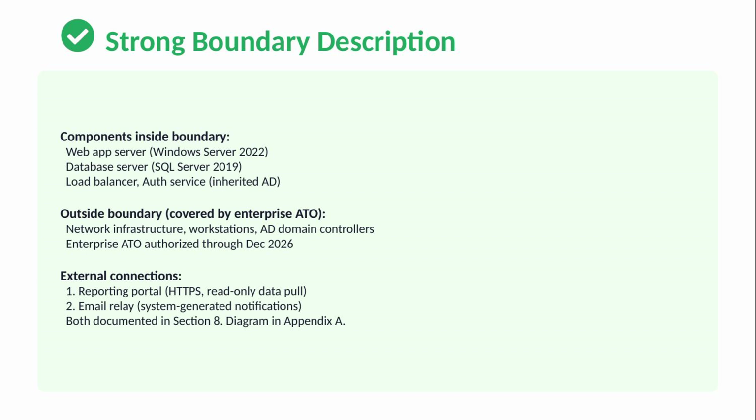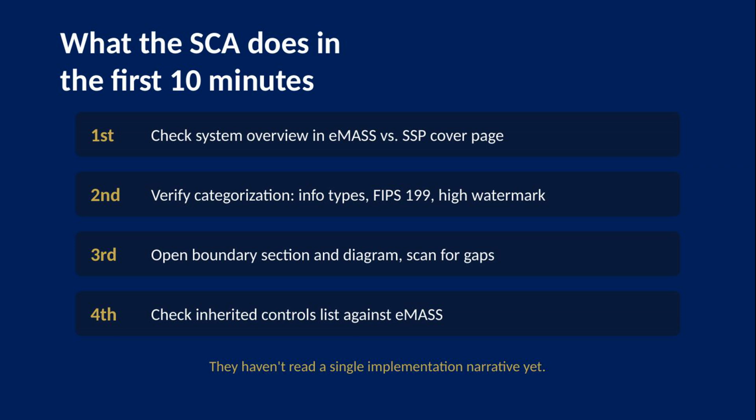The question I get from ISOs when they see this is, how does the SKA even know the difference? They're reading hundreds of SSPs. Do they really check every section this carefully? Yes, but not the way you think. Let me show you what they actually do in the first 10 minutes.